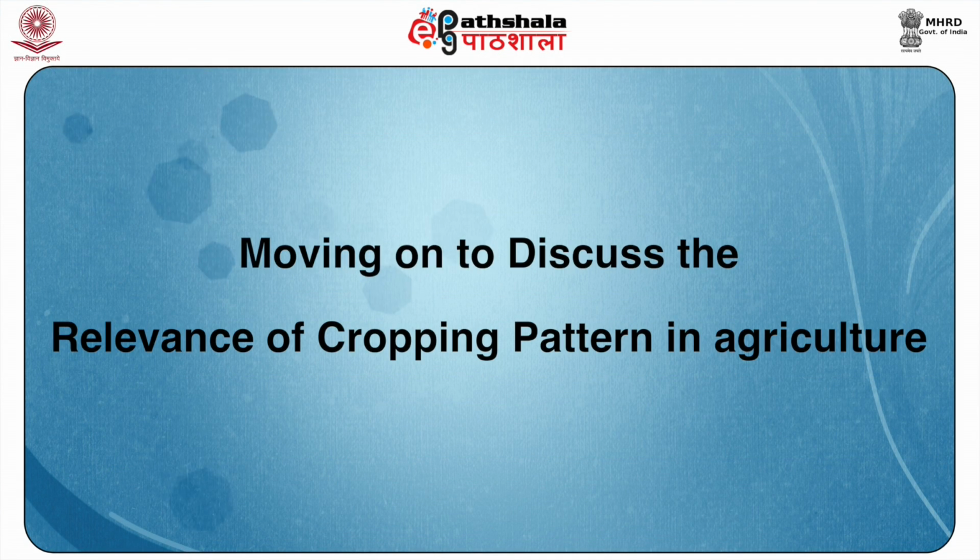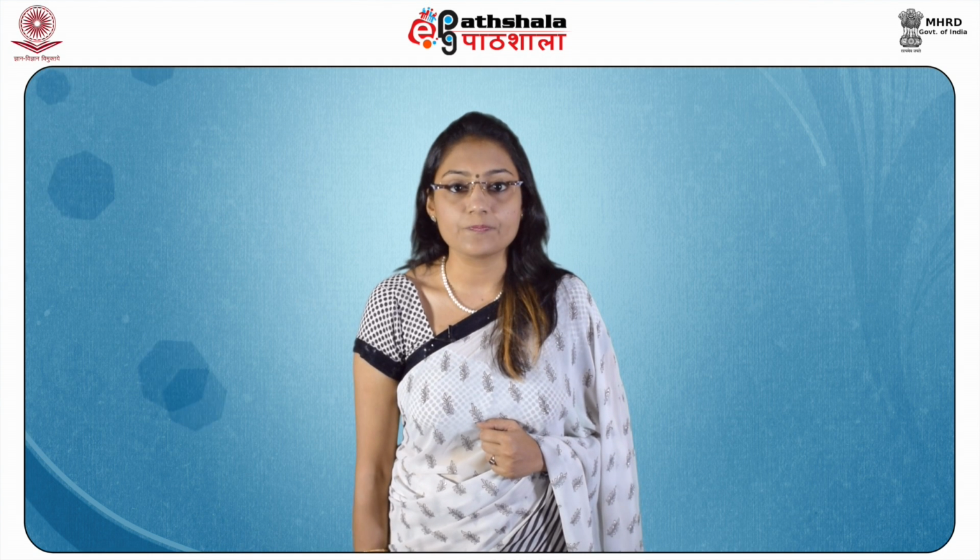Moving on to discuss the relevance of cropping pattern in agriculture, cropping pattern highlights the degree of extensive and intensive farming. This also highlights the diversified pattern of crops produced considering the needs of the economy. The cropping pattern has two important roles.